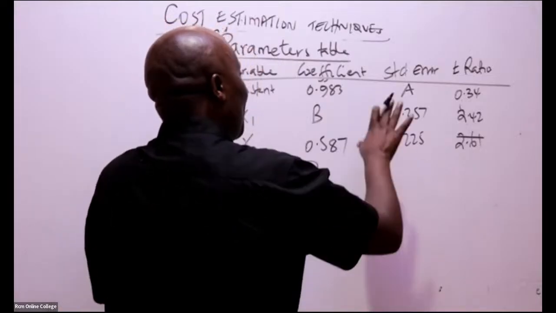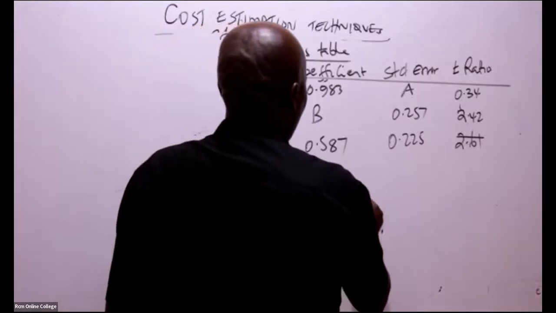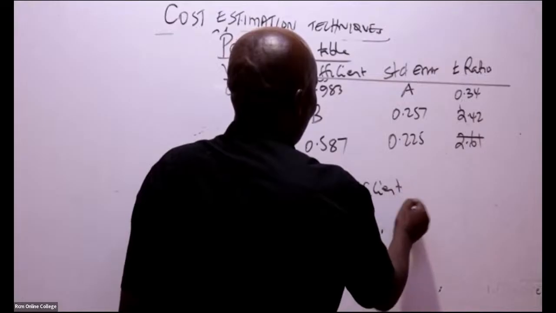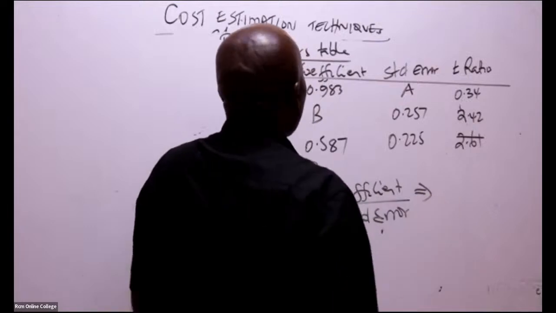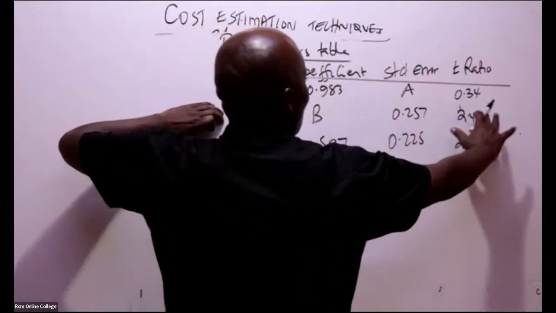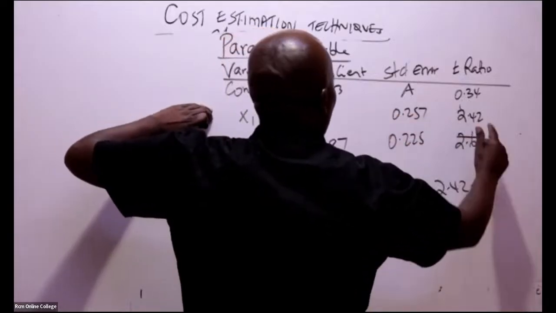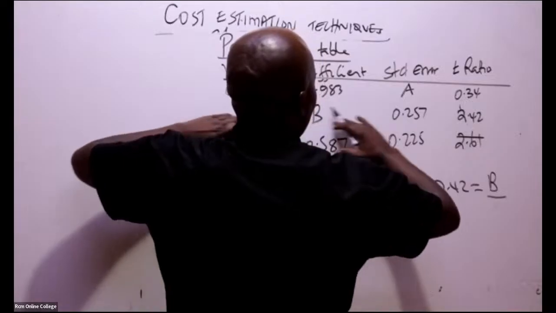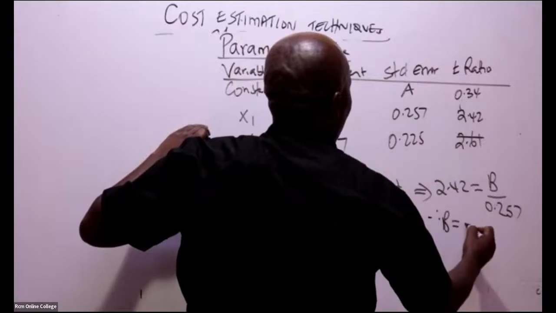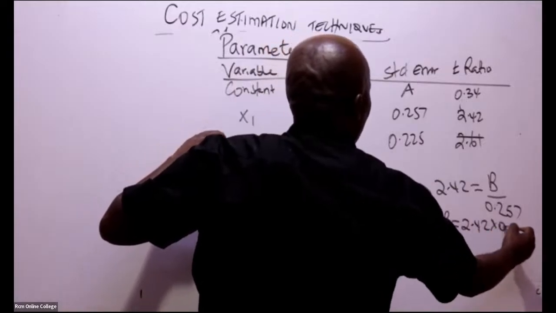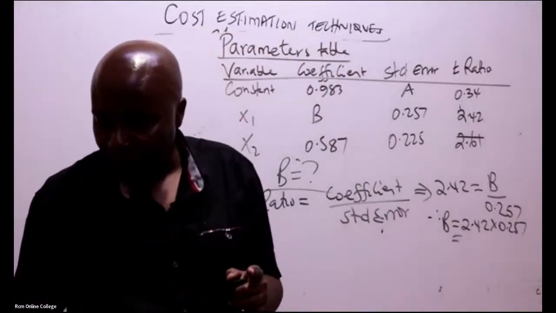So of course you're playing around with the t-ratio formula. We know that t-ratio equals coefficient all over the standard error. So you come here. The t-ratio for this variable is 2.42, equals the coefficient of this variable, which is what is missing, B, all over the standard error, 0.257. Therefore, B will be 2.42 times 0.257, which will end up giving us what figure? That figure is correct, 0.62, isn't it?